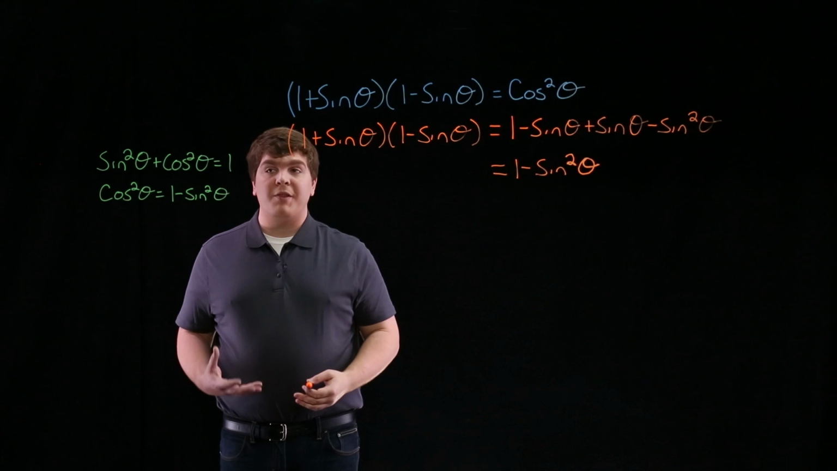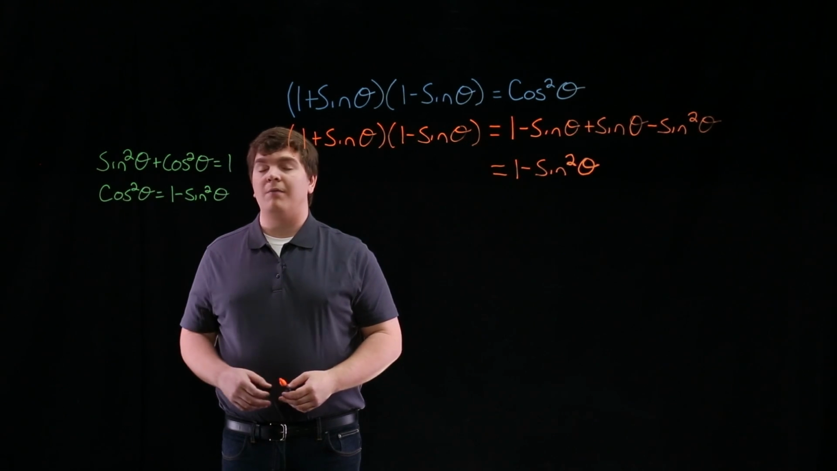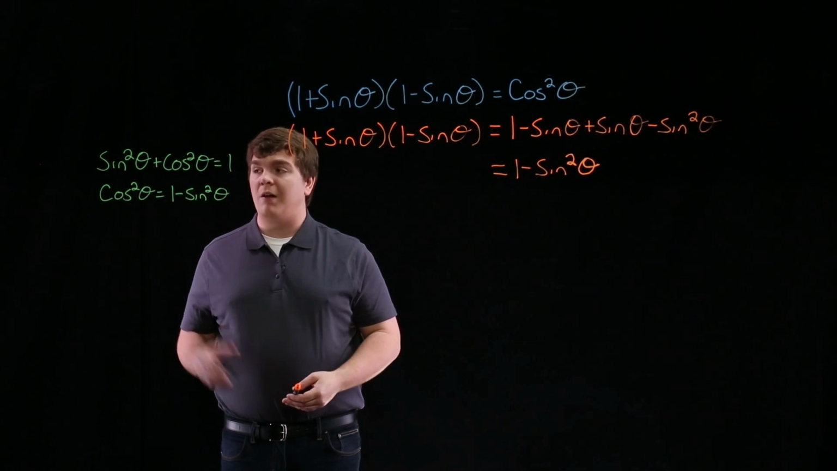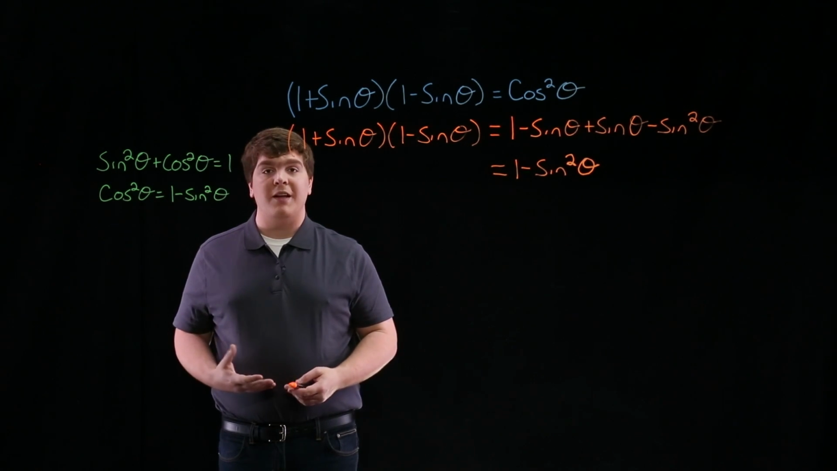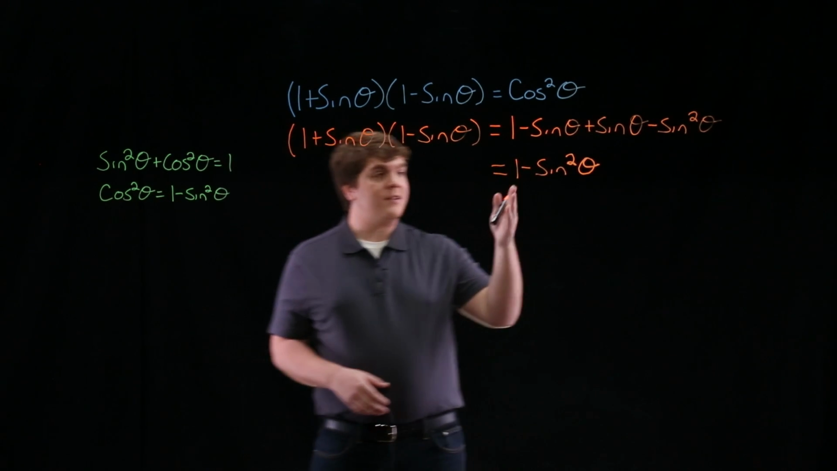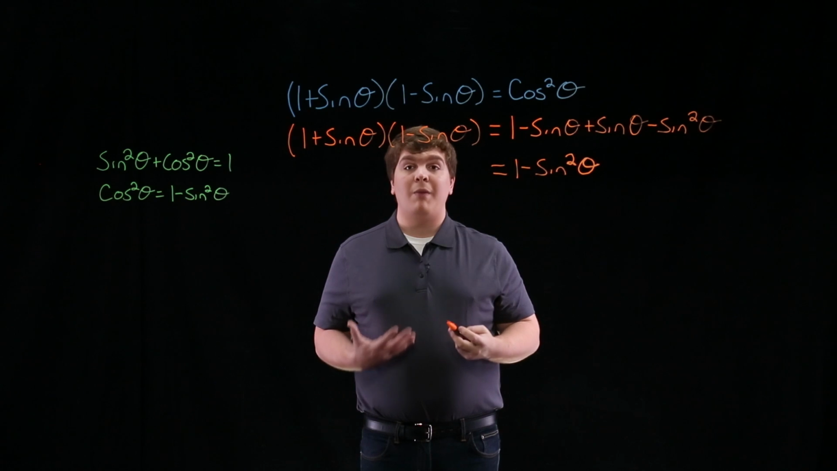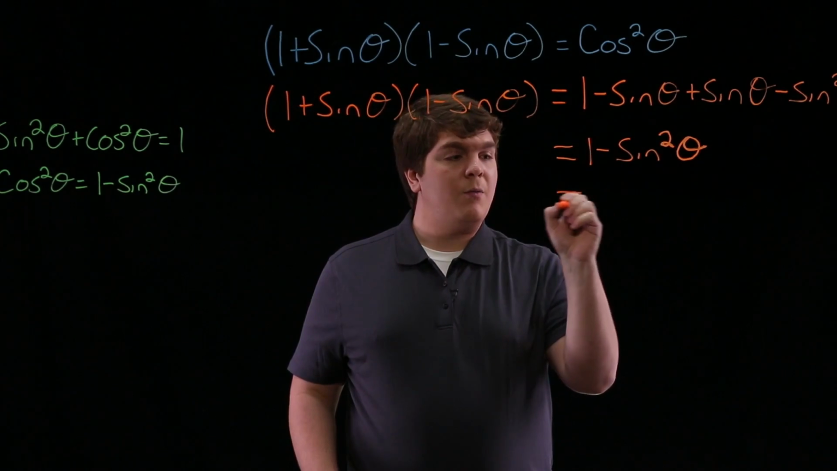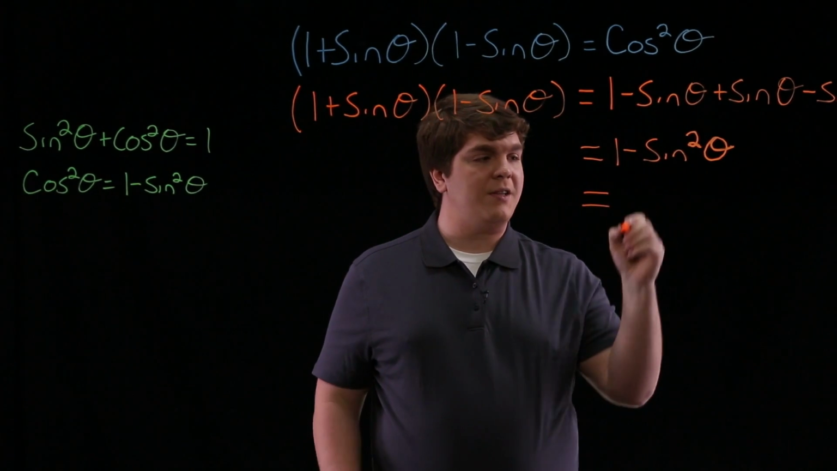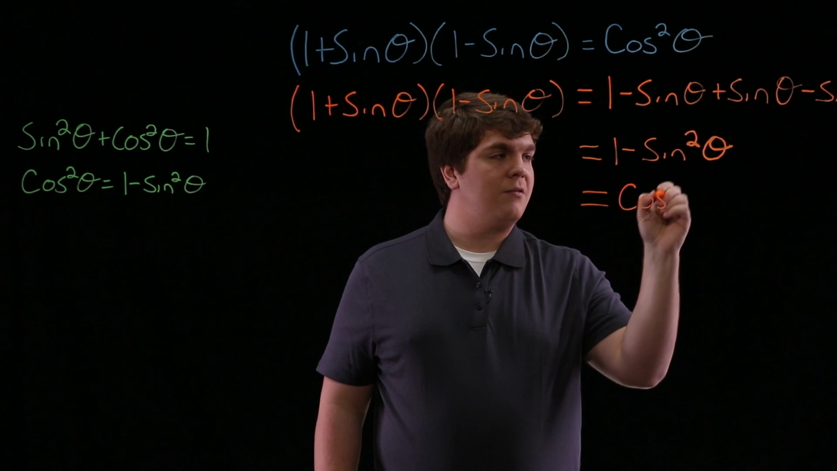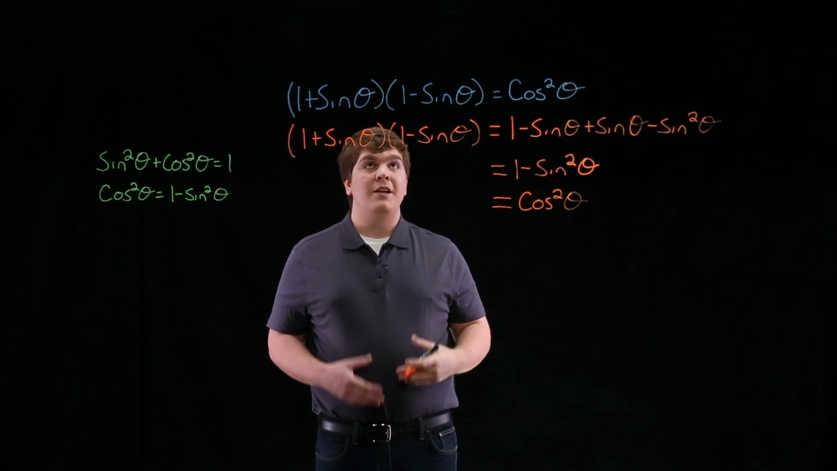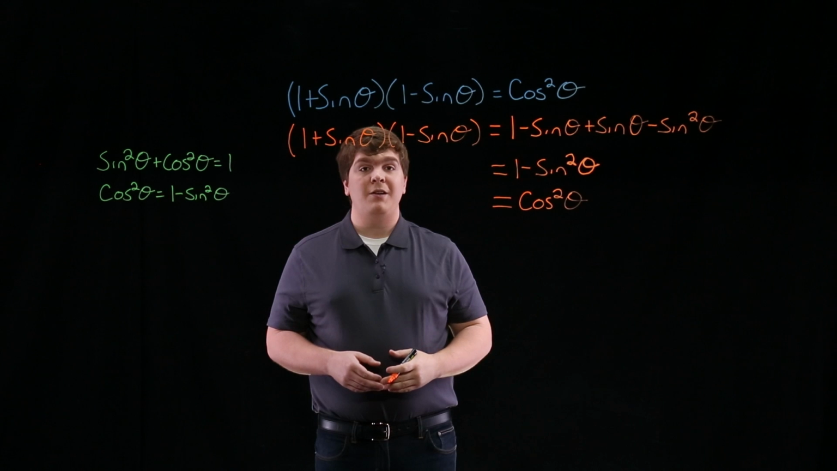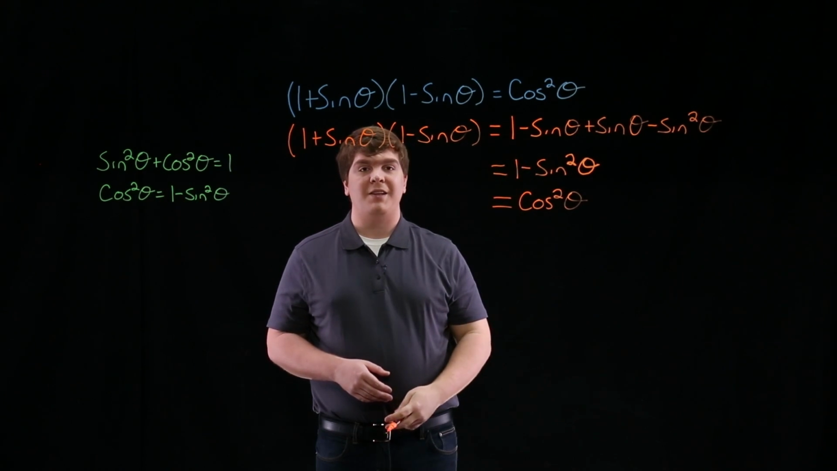So by rearranging the Pythagorean identity, sine squared of theta plus cosine squared of theta equals 1, into cosine squared of theta equals 1 minus sine squared of theta, we can go ahead and use this here. We have a 1 minus sine squared of theta, which, from what we just did, we know is equal to a cosine squared of theta. And what we've effectively done is transformed the left-hand side of the equation into the right-hand side of the equation.